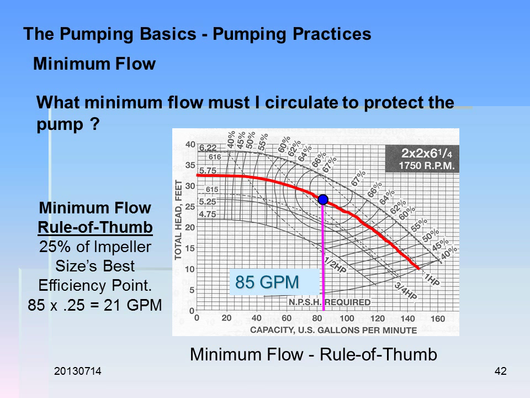Well, let's take an example. We have a minimum flow rule of thumb of 25% of the impeller size's best efficiency point. So in this case, we're looking at 85 GPM, the pink line. We take that up to the red curve here, and we're into 67% here, and that's a 5.75 impeller. So if we take 25% of the flow, it's 21 GPM. So we would consider that's the minimum flow that we want for this pump.